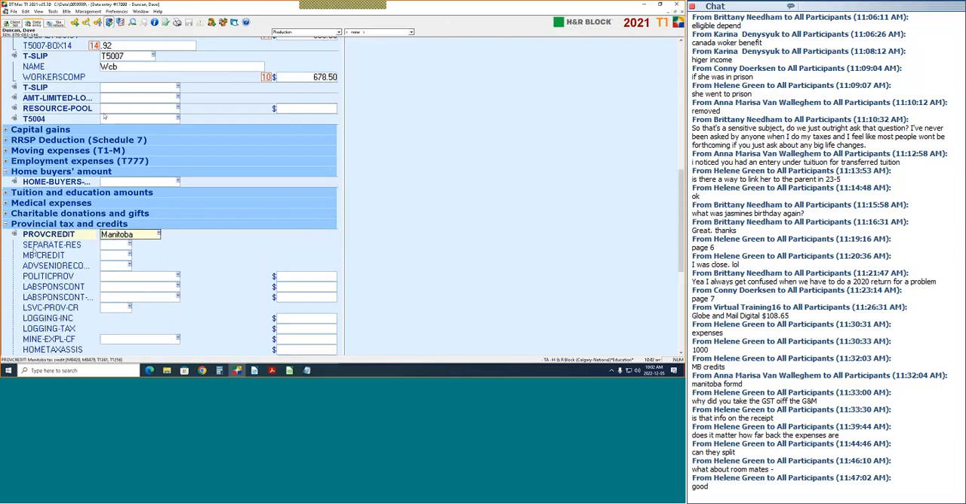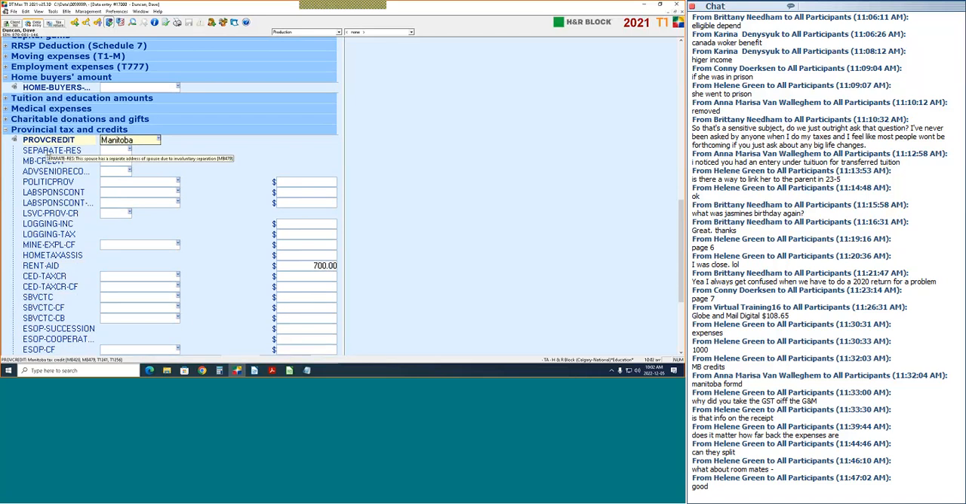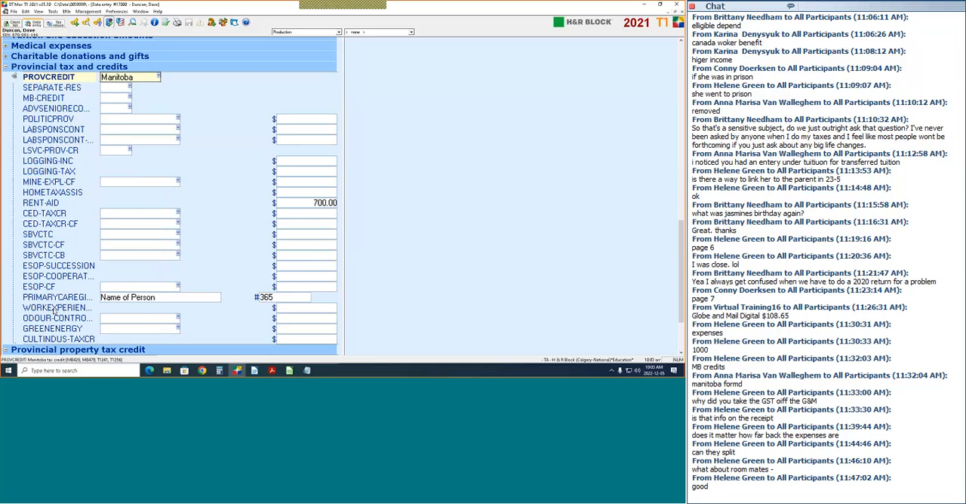Okay. If you're curious, you can always go down here and see what else there is. So we have now done separate residences, which deals with claiming personal credits. We have done political, we've done LSDCCs, we've done home tax assist. That's when you have received that on your property tax bill already. We have done rent aid. Some of these we're not going to do because they're not relevant to this course. They're more relevant if you're self-employed, if you're in publishing, things like that. We've done primary caregiver. You've already learned how to do other provincial credits, which are not in this section.